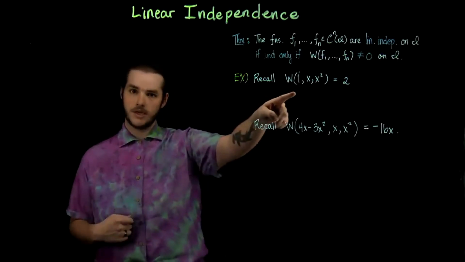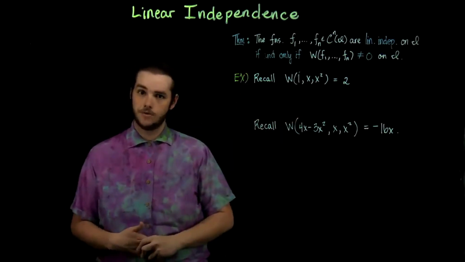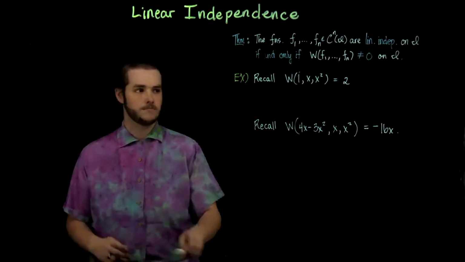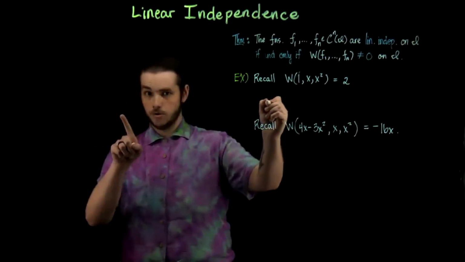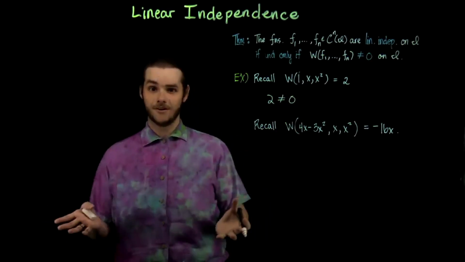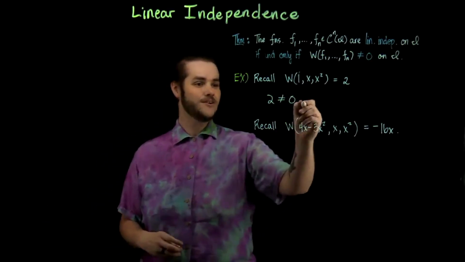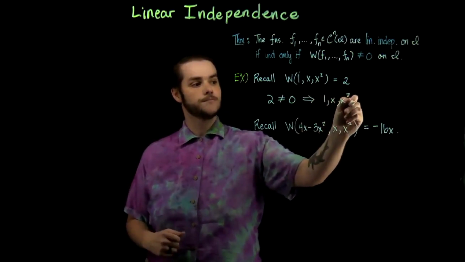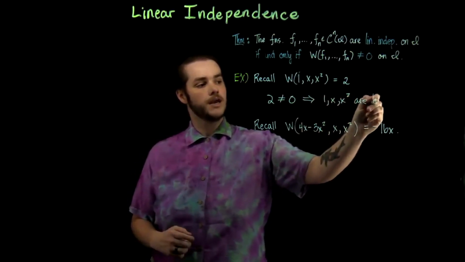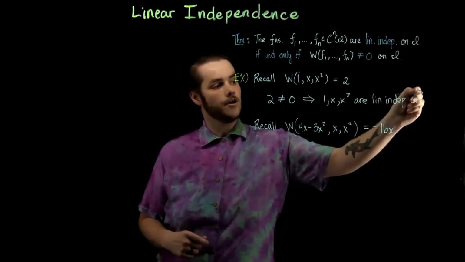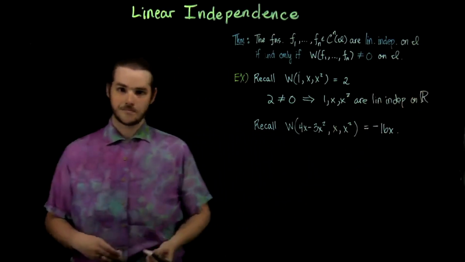Remember, we got the Wronskian of 1, x and x squared is 2? That, in and of itself, is enough to show that they're linearly independent, because, and this is true, 2 is not equal to 0 ever, right? Ever. So this means that 1, x and x squared are linearly independent on any interval. In fact, on all real numbers.